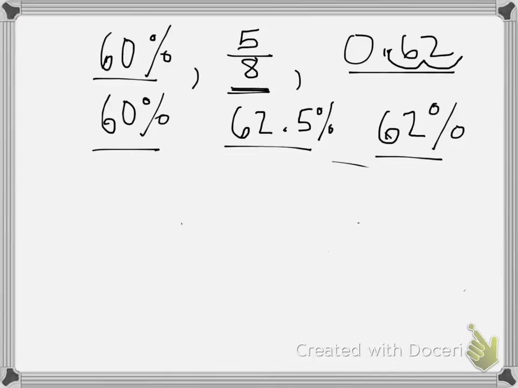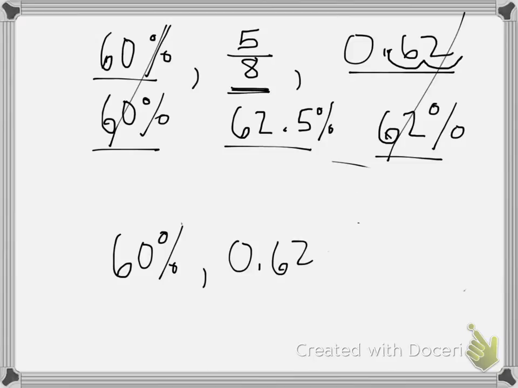So of course that would be 60%, then 62%, then 62.5%. But let's write the original numbers that we were given. So from least to greatest it would be 60% right here, then 62 hundredths right here, and then 5/8.